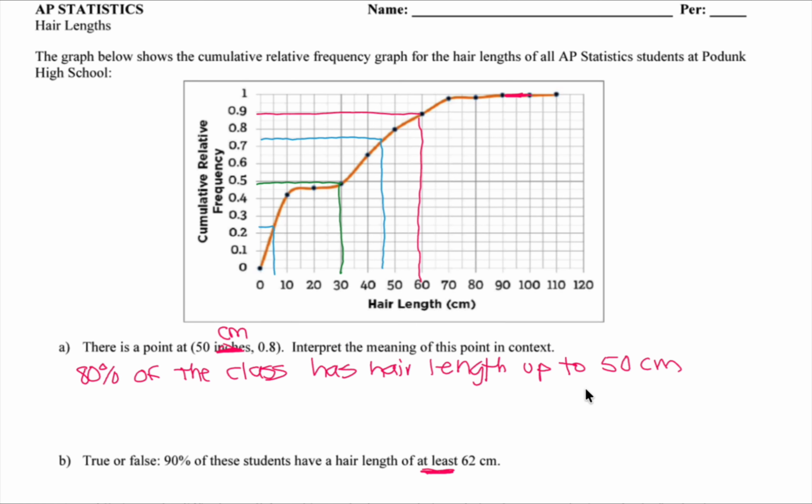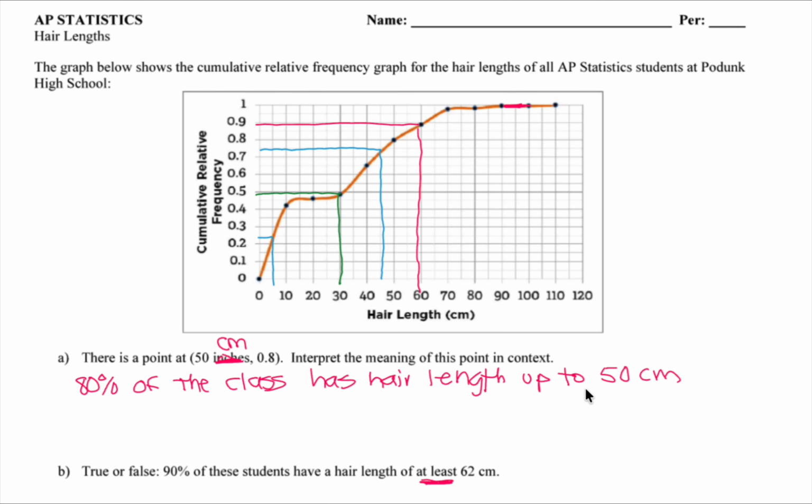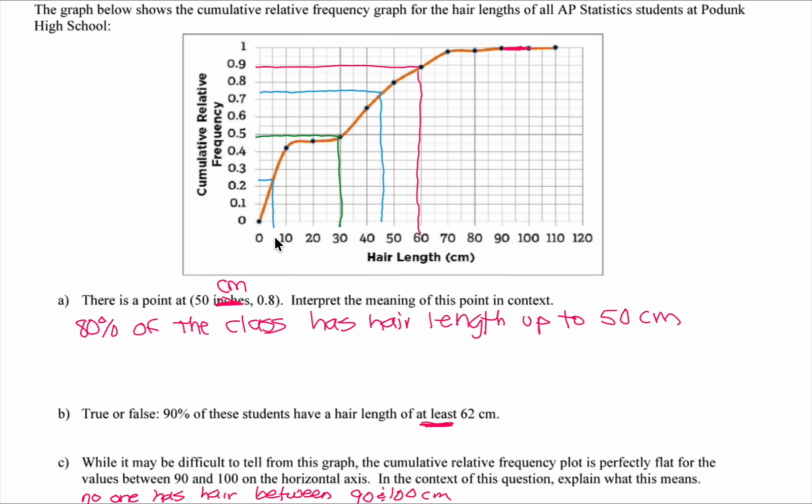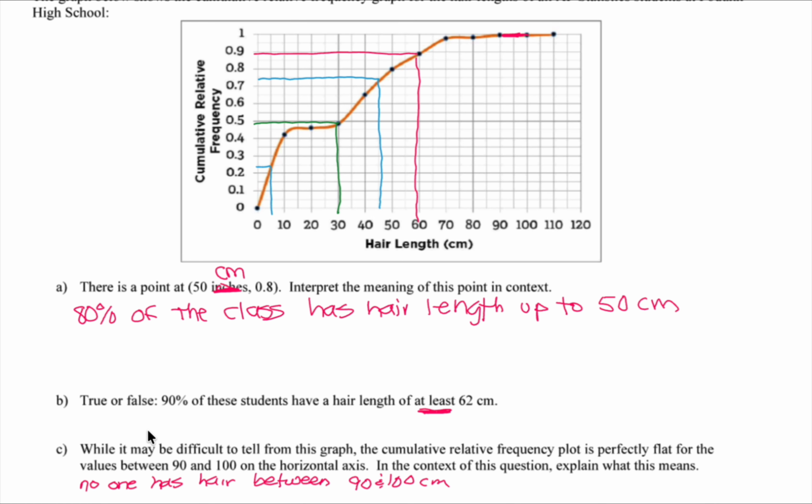Now, part B asks whether it's true or false that 90% of the students have hair lengths of at least 62 centimeters. So I want to be careful here because the Ogive gives us information about at or below, not at least. If I look at 60 centimeters on the x-axis, the cumulative relative frequency is already close to about 90%. That means 90% are at or below 62, not at least 62. So that statement is false. In fact, only about 10% have hair length greater than 62 centimeters. Okay, so let's move on to part C right now.